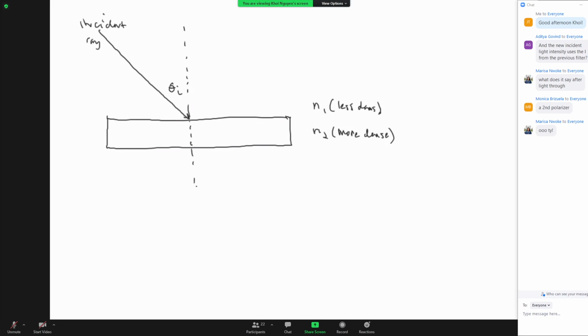Two things happen at an interface between one medium and the next. The first thing that can happen is that light can reflect. This is theta big R. This is the reflected ray. Law of reflection.